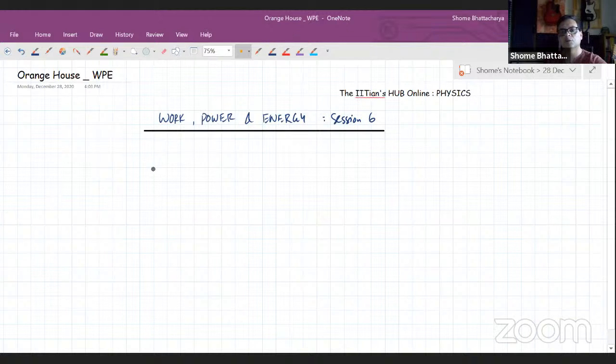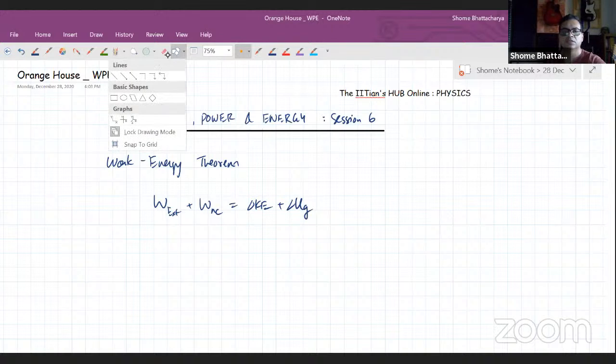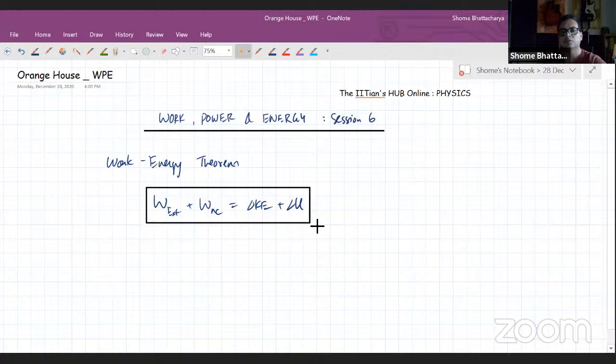So we have been discussing the work energy theorem. That is, for any system, the work done by external forces plus work done by non-conservative forces equals the change in kinetic energy plus the change in potential energy in general, whatever type of potential energy the system has. So this is the statement of the work energy theorem.